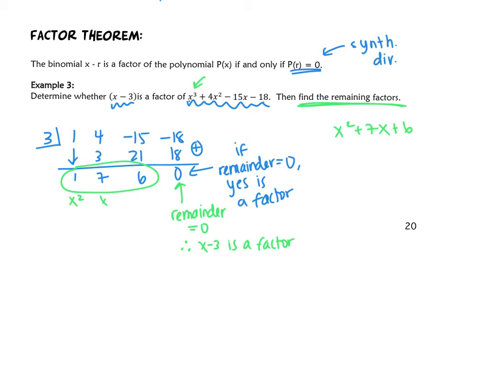We need to factor this. So 3 terms, split in the middle. Looking for 2 numbers that multiply to 6 and add to 7. Multiply to 6 and add to 7 is 6 and 1. So I'm going to get x plus 6, x plus 1. And those are my remaining factors.